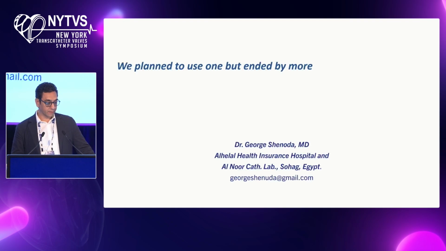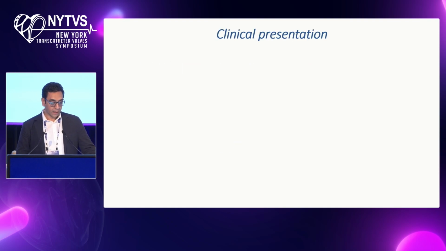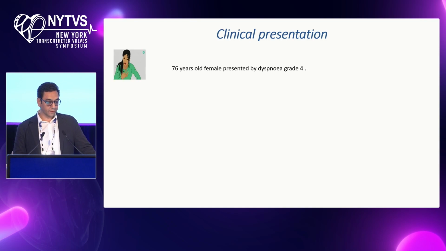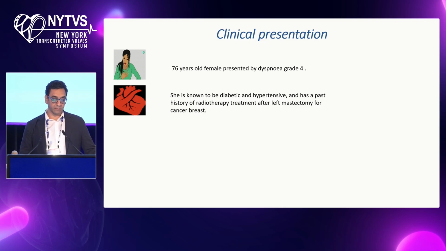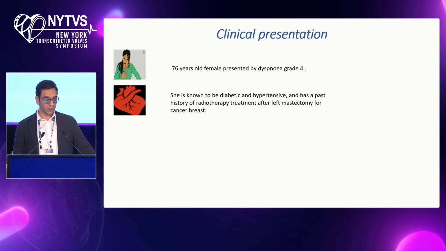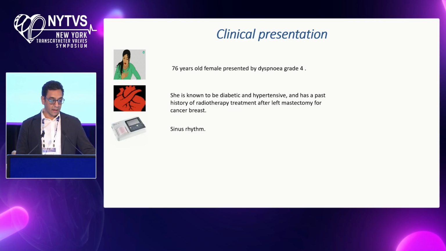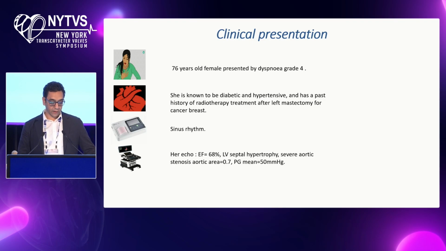So my case presentation, the title is We Plan to Use One but Ended by More. Our patient was a 76-year-old female, presented with dyspnea grade 4. She is known to be diabetic and hypertensive and has a past history of radiotherapy treatment for left mastectomy for breast cancer. Her ECG was in sinus rhythm. Her echo ejection fraction was 68%.